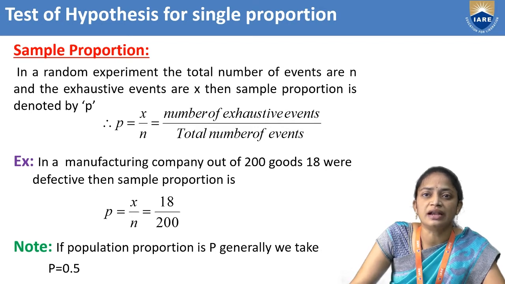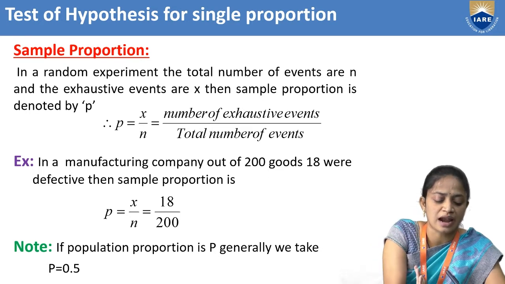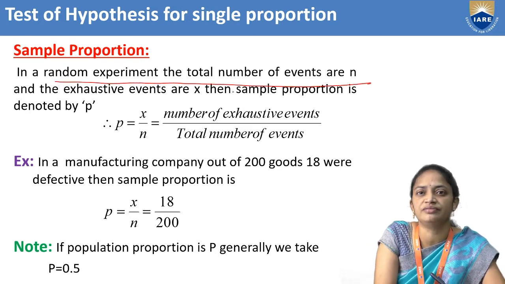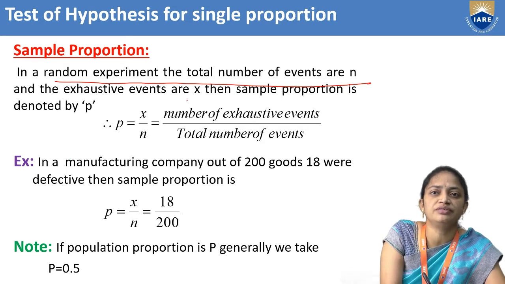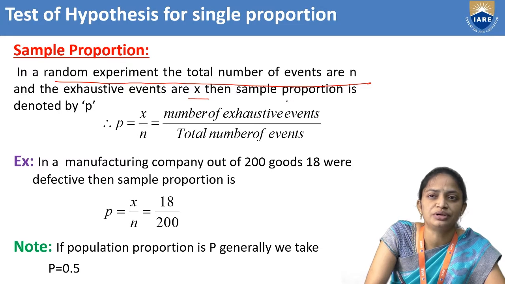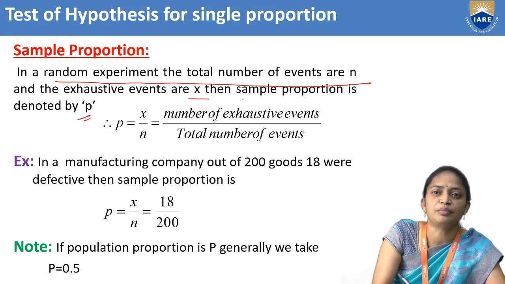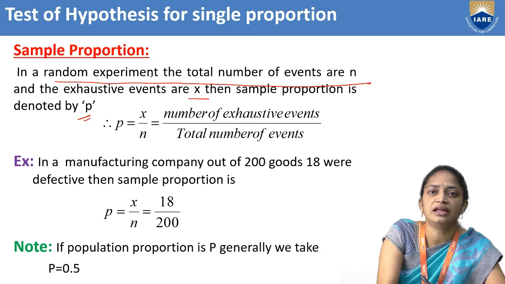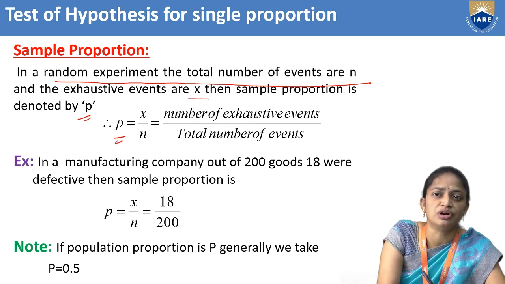In a random experiment, the total number of events are n and the exhaustive events are x. Then the sample proportion is denoted by small p. So the sample proportion p equal to x by n.